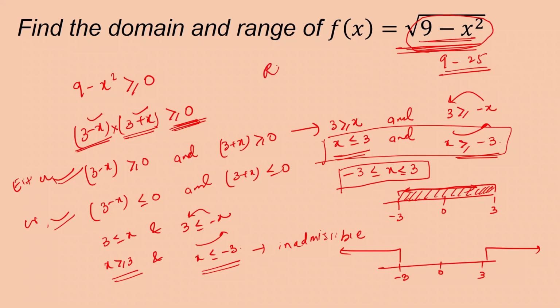So the range is actually the set of all positive values, 0 included, because at x is equal to 3 or -3, you'll be getting 0, and any positive number you can get as range, but you cannot get a negative number as its range, because it is always conventionally positive. We call it conventionally positive. Okay.